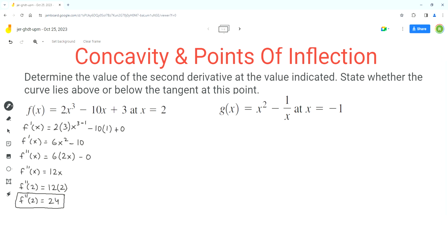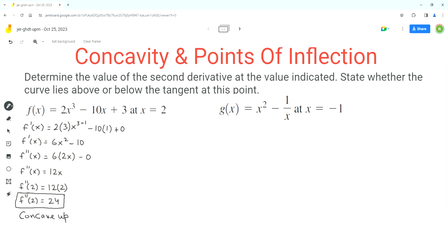Now in the second part, we have to find whether the curve lies above or below the tangent at this point. Now we got a positive value for the second derivative. That means the curve concaves up at x equals 2. So that means the curve is above the tangent.